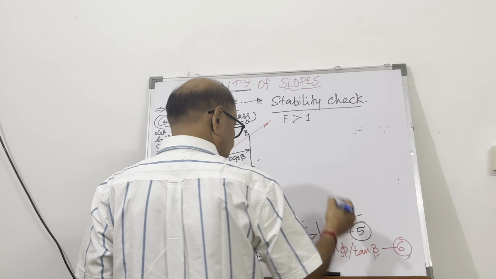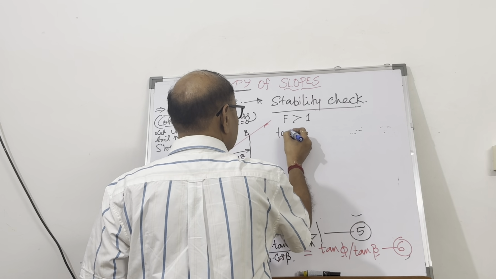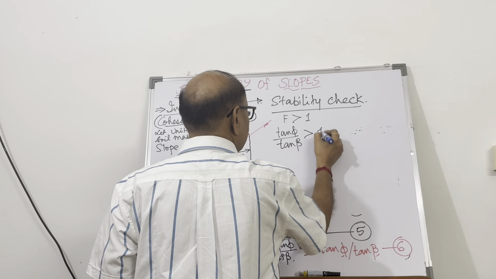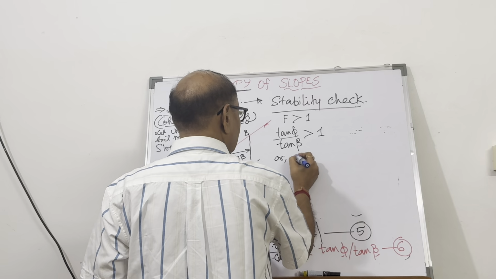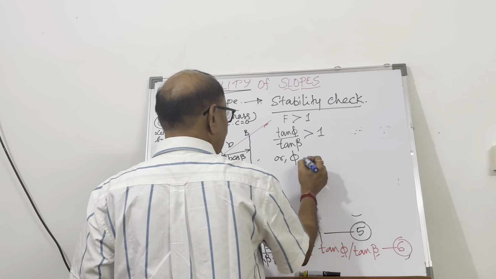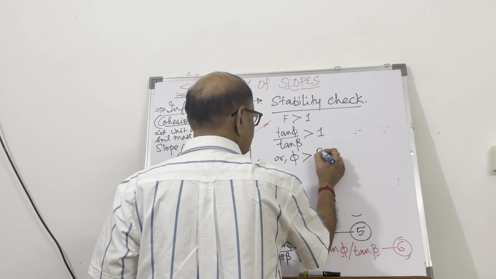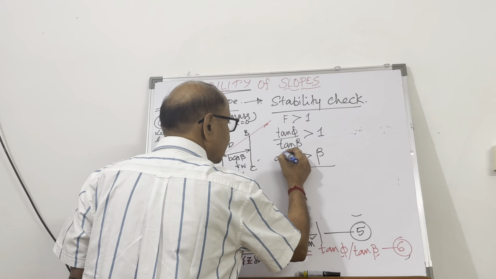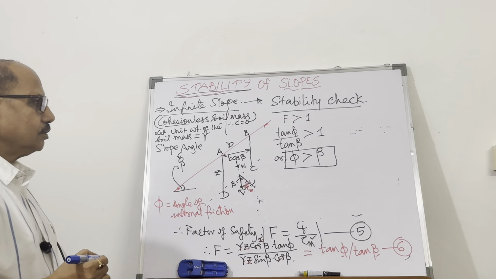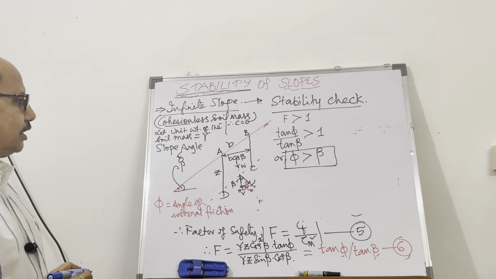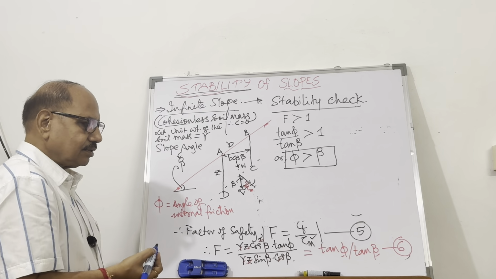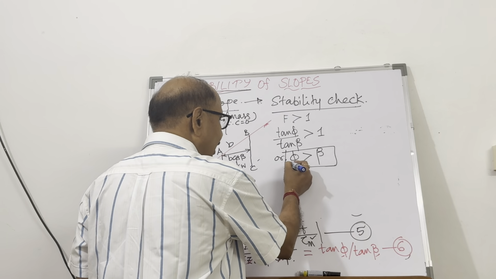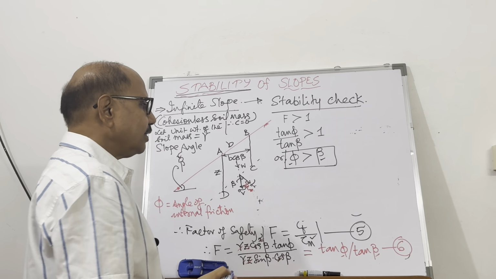That is tan phi upon tan beta must be greater than 1, or angle of internal friction phi should be greater than the slope angle beta. So this is the important conclusion that you are going to get. It doesn't depend upon any other factor. It depends only on phi and beta. Compare it.